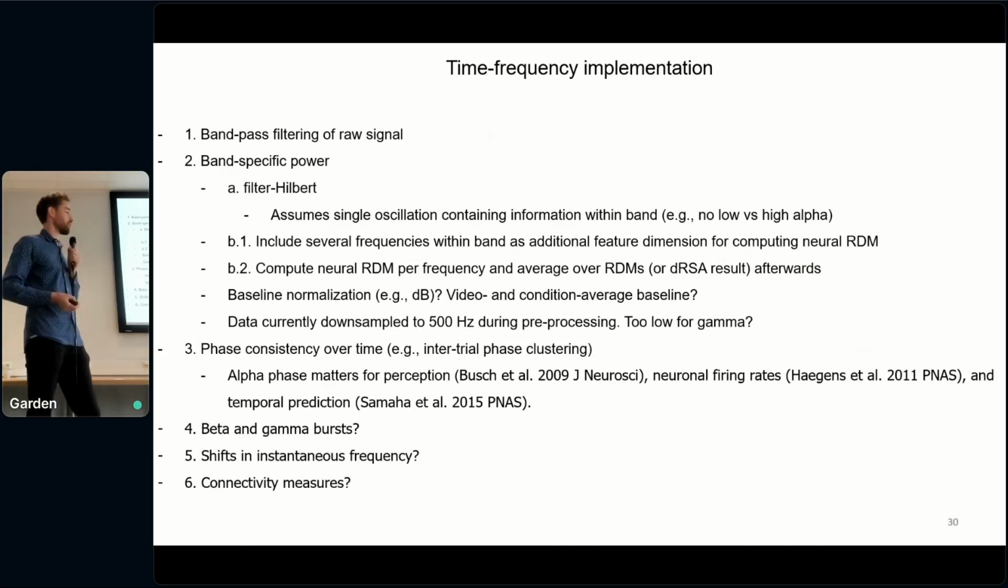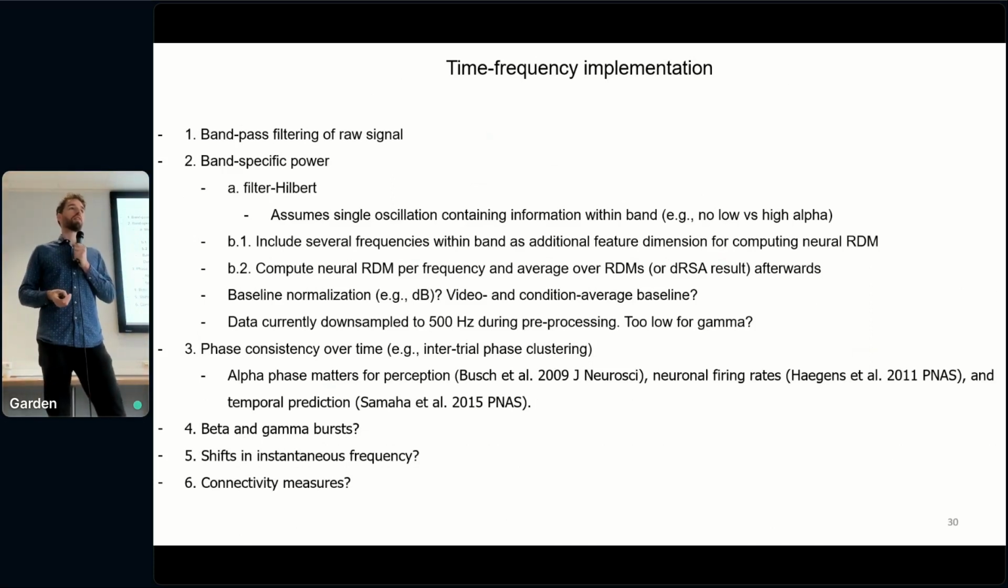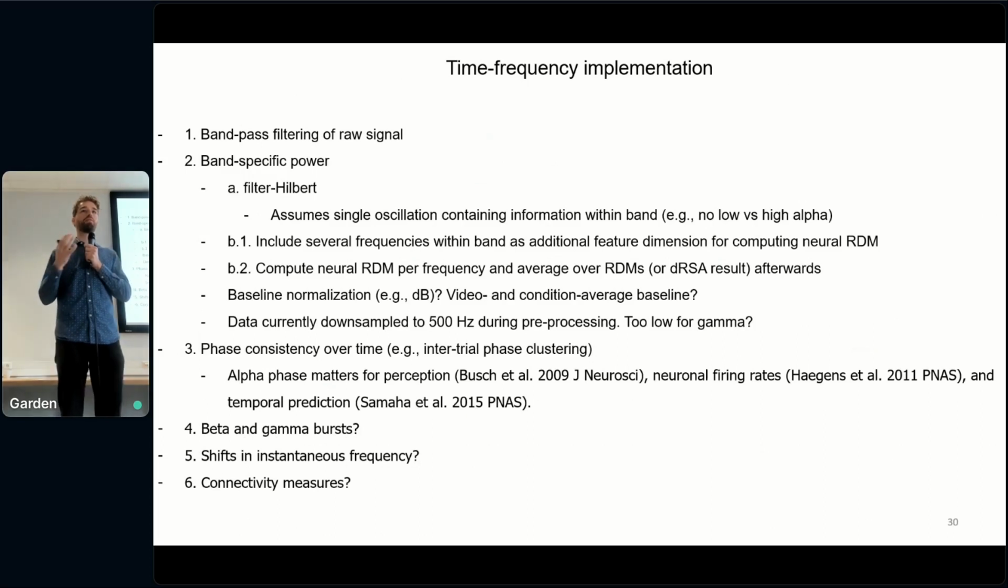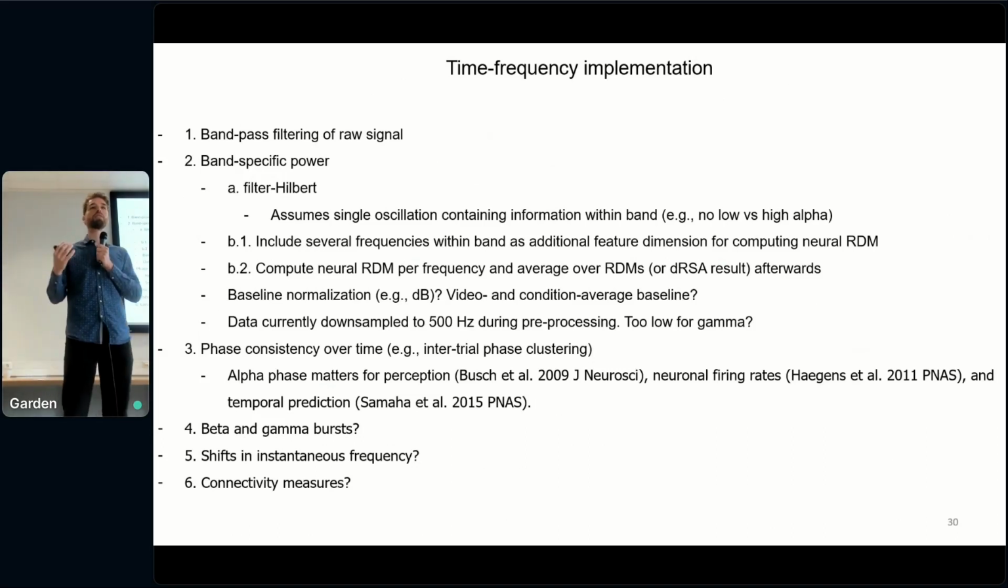One thing is also, for example, to look at the phase, because there are some studies that show that the phase of alpha is important for perception. So you detect stimuli better at a certain phase of the alpha oscillation in visual cortex. And one study also shows that if you can predict the onset of a stimulus, then it seems that you can phase align the alpha oscillations, of course not consciously, to be ideal for this incoming stimulus.